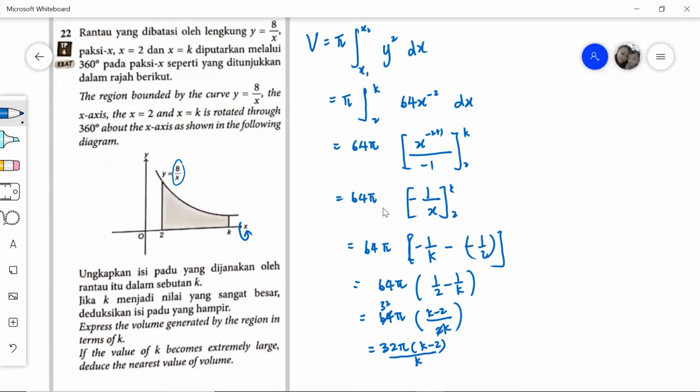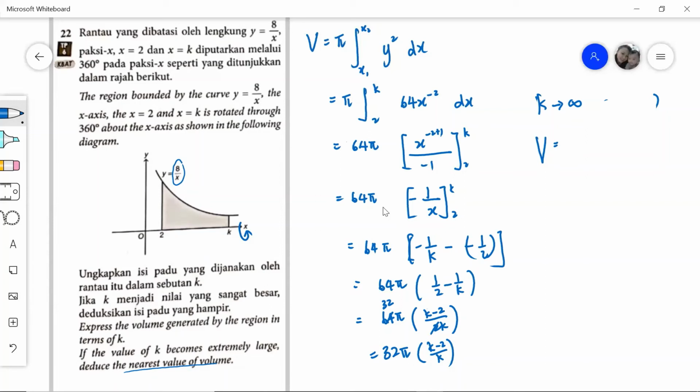Now, if the value of k becomes extremely large, very, very huge, we have to deduce the nearest value of volume. When k is very, very large, that means it's almost infinity. We use infinity to represent a very huge value. So what will happen to our volume?